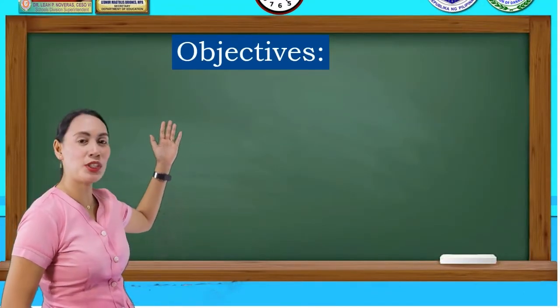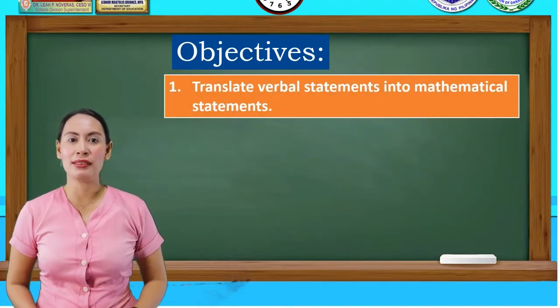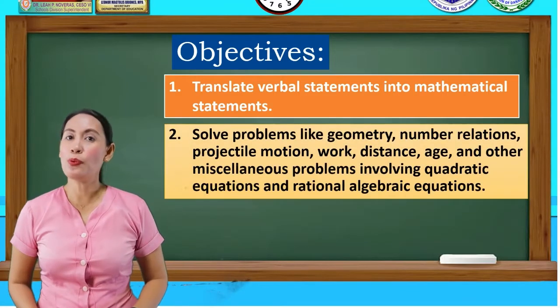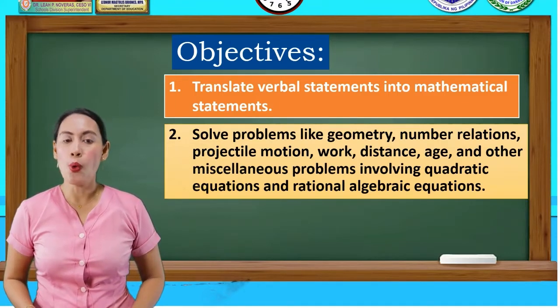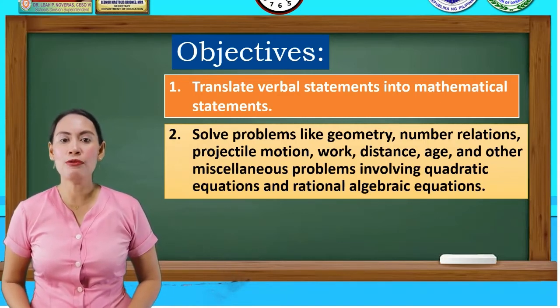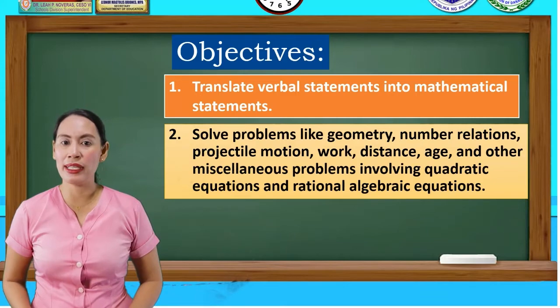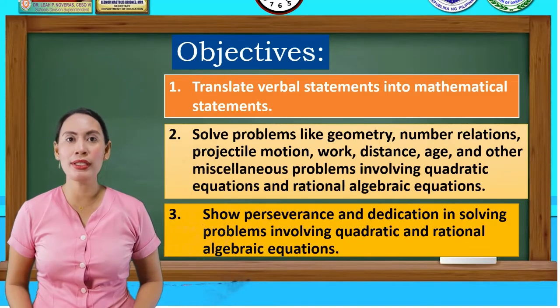These are the objectives that you are going to learn. First, translate verbal statements into mathematical statements. Second, solve problems like geometry, number relations, projectile motion, work, distance, age, and other miscellaneous problems involving quadratic equations and rational algebraic equations. Third, show perseverance and dedication in solving problems involving quadratic and rational algebraic equations.